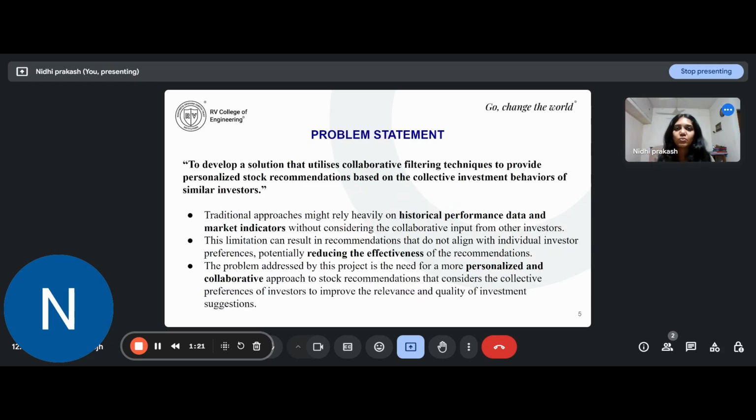So, based on this, we have come up with a problem statement, which is to develop a solution that utilizes collaborative filtering techniques to provide personalized stock recommendations based on the collective investment behaviors of similar investors. Traditional approaches may rely heavily on historical performance, like I mentioned, and market indicators. So, this limitation can result in recommendations that do not align with individual investor preferences, potentially reducing the effectiveness of the recommendations. So, thus, the problem is that we need to address this need for a more personalized and collaborative approach, and thus we develop the project.